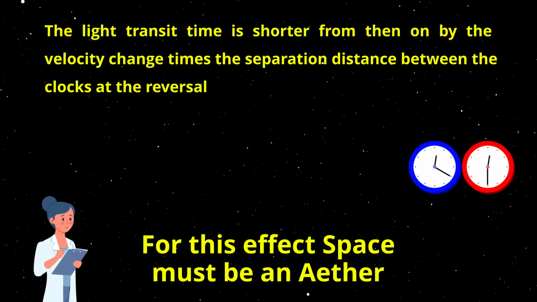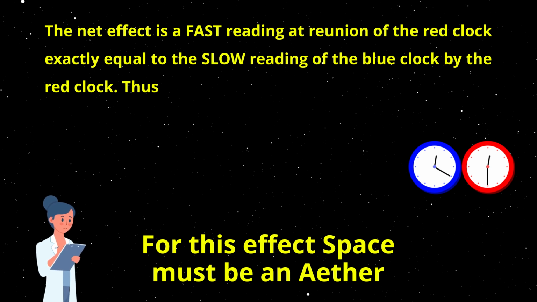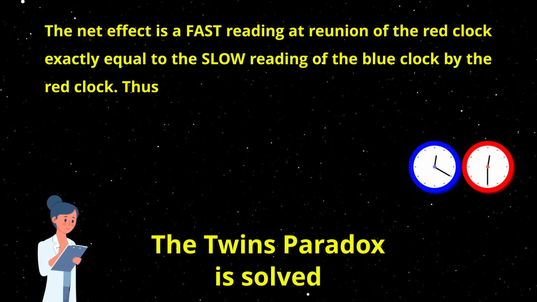The light transit time is shorter from then on by the velocity change times the separation distance between the clocks at reversal. The effect is an earlier reading of the red clock, which calculates to give a fast reading of that clock, exactly twice the total time dilation effect over the whole journey. The net effect is a fast reading at reunion of the red clock, exactly equal to the slow reading of the blue clock by the red clock. Thus, the twins paradox is solved.